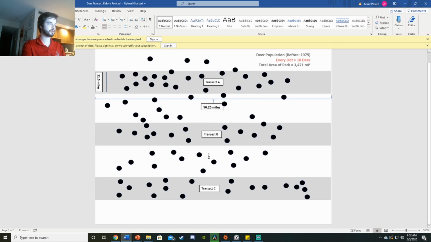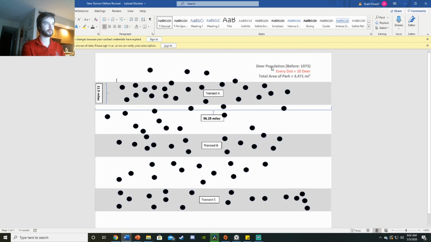So here's what your transects look like. They all look the same format-wise. The only difference is the number of dots and the title of the organism you're looking at. So you've got the deer one, and this is before 1975. As you can see, there were quite a bit.